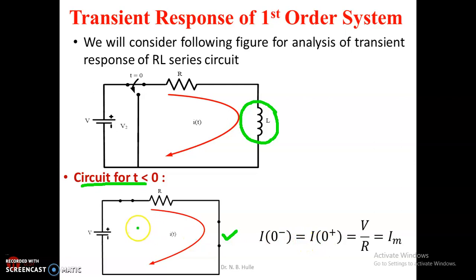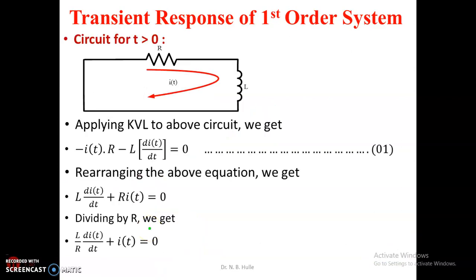From this particular circuit, it is the total voltage divided by resistance, that is V upon R, which is equal to its current, that is Im or maximum current. This is the current available in the circuit before the switching. That's why this is known as the initial condition of the network, that is before switching. Now, after switching, we want to analyze the transient response of the circuit, that is, for t greater than 0.